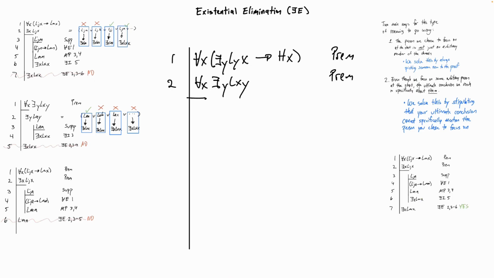So for a last example, let's suppose we have the premise for all x, if there is a y such that Lyx, then Hx, anyone who is loved is happy. And suppose that we also have the premise for all x, there is a y such that Lxy, everyone loves at least one person.